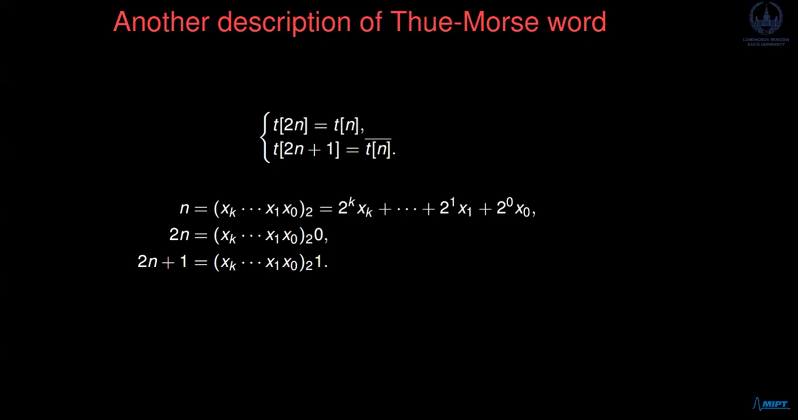From this we can derive that 2n is simply the binary representation of n with a 0 appended at the end: x_k through x_0 in base 2, concatenated with 0. Similarly, 2n plus 1 is x_k through x_0 in base 2, concatenated with 1 on the right-hand side. This description provides a more computational perspective on how the sequence is generated based on the position of the binary digits.